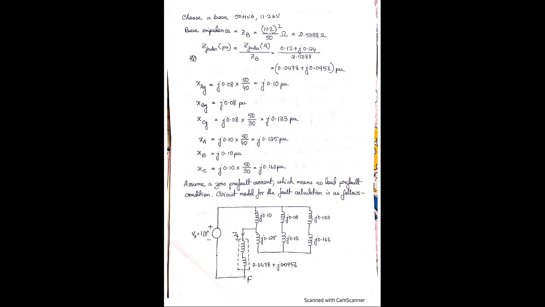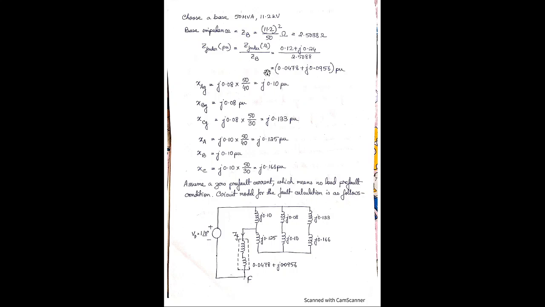Now we have to convert the ohmic value of the feeder impedance to the base per unit value. So we divide the actual ohmic value by the base value. So doing that we get this value 0.0478 plus J 0.0956 per unit. Now the voltage values, see all these generators have the voltage of 11.2 kV, which we have selected as the base voltage. So base voltage is okay.